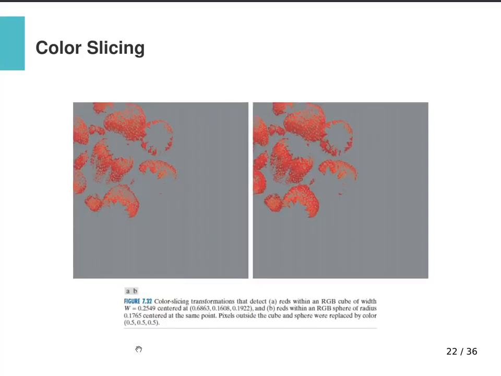Here you see an example of color slicing transformation. On the left one, we are using a cube with width 0.2549 that is centered at this location, and the one to the right is using a sphere of radius 0.1765, and the center is basically the same as with the cube. And the goal here was to detect all the red colors in the image.